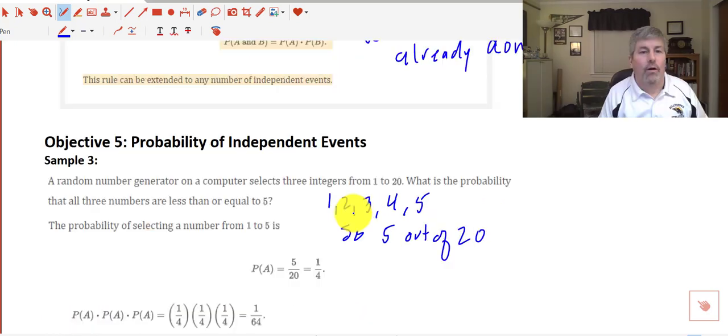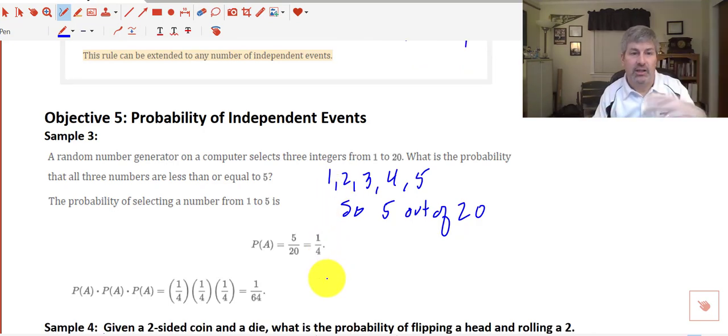A sample for you: a random number generator on a computer selects 3 integers from 1 to 20. What is the probability that all 3 numbers are less than or equal to 5? The probability of selecting a number from 1 to 5 is 5 out of 20, or 1 out of 4. It's got a 1 in 4 chance of selecting 1, 2, 3, 4, or 5. So 5 out of 20, or 1 out of 4.